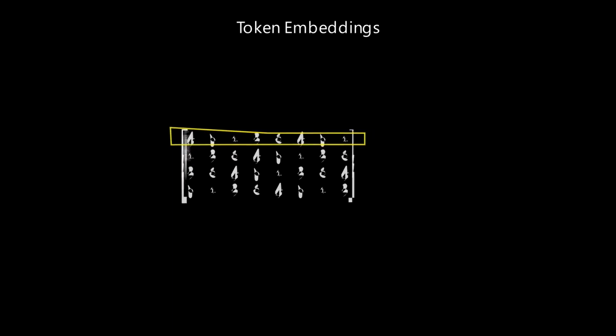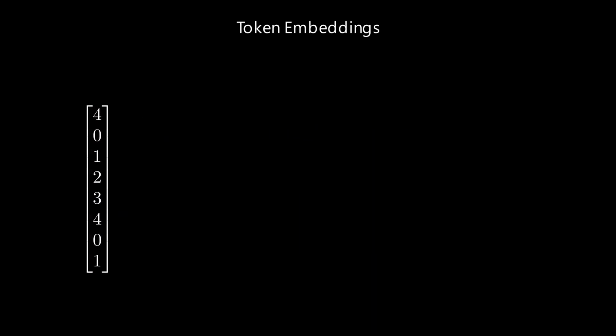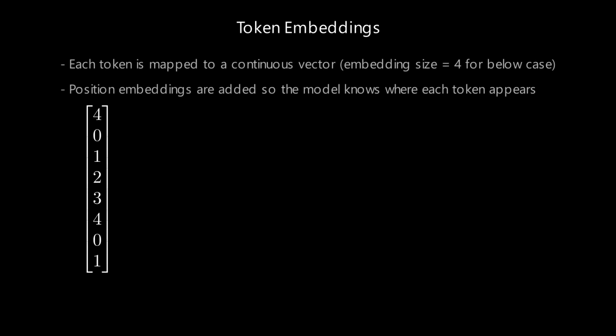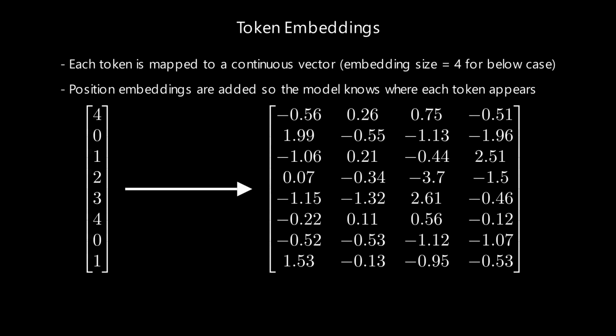First, we convert tokens into embedding vectors. These embeddings are learned parameters of the model. If the embedding size is 4, each token becomes a vector of 4 numbers. We also add positional embeddings so the model knows the position of each token in the sequence. This is what the model actually sees: an 8 cross 4 matrix for just one sequence in the batch.